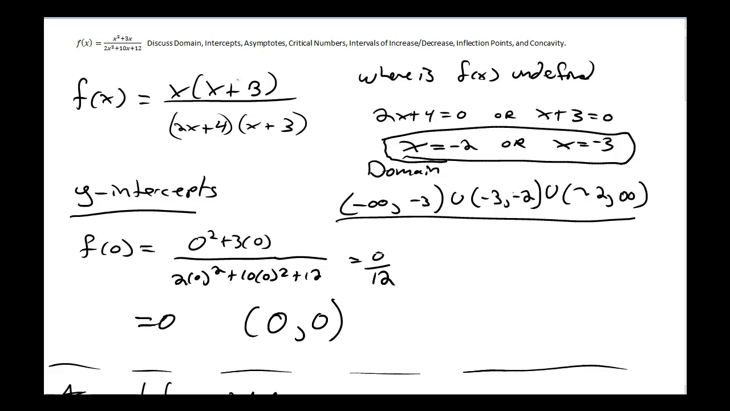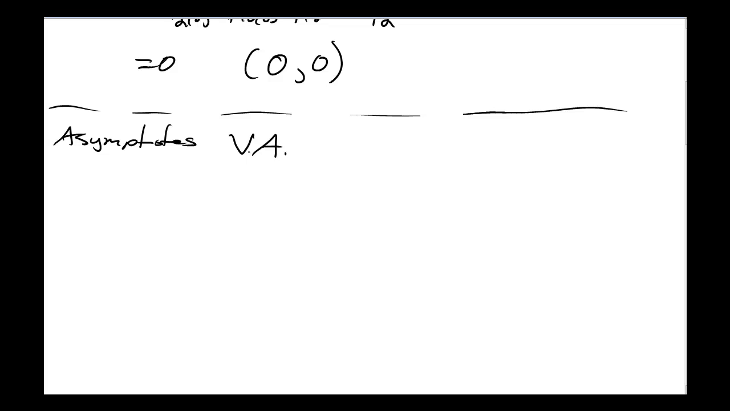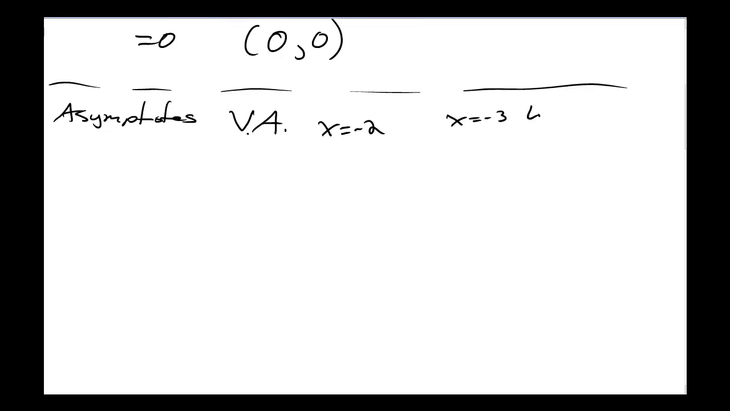Looking back over here at the original function, once I've factored it, some cancellation happens. That means x equals minus 3 is a problem. I still can't plug it into this denominator, but it's not as big of a problem. So for vertical asymptotes, I'm going to get a vertical asymptote at the place x equals minus 2. However, for x equals minus 3, I'm simply going to get a limit point.